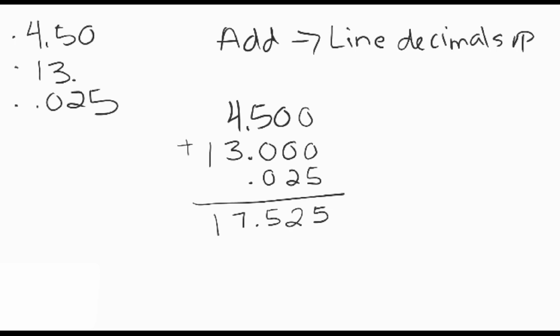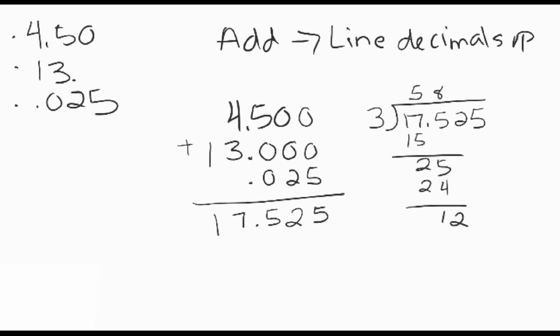Hence, I have the sum of 17.525. Now, next step is to divide the sum of the amounts given by their total number, which is 3. So, first of all, I use 17. The nearest multiple of 3 to 17 is 15. 3 fives make 15.